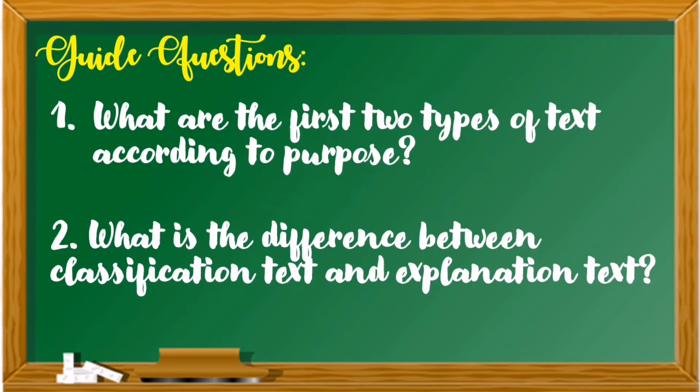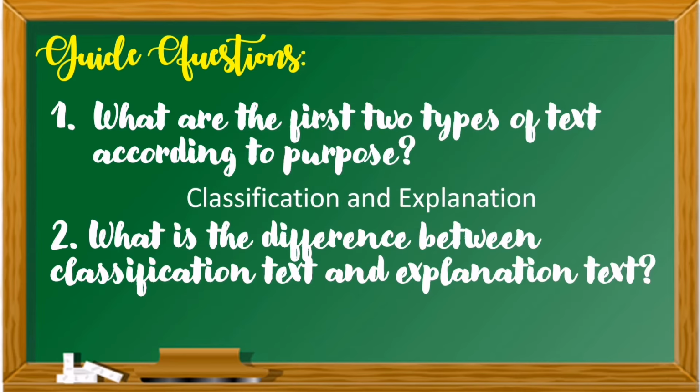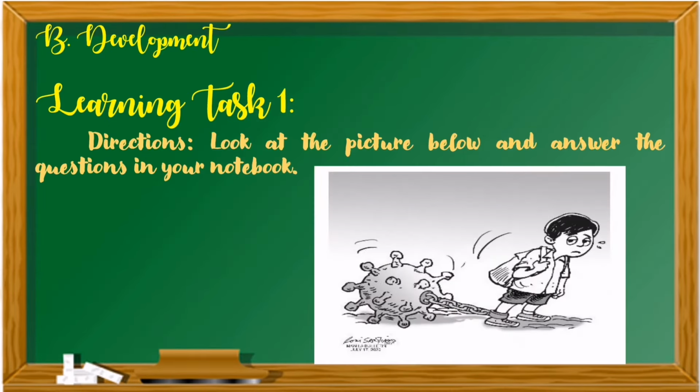So here are the guide questions. For number 1, what are the first two types of text according to purpose? So we have classification and explanation. Now, what is the difference between classification text and explanation text? You can go back to our video so that you can get the difference between the two.